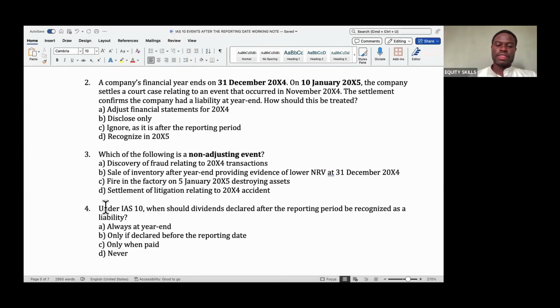Also, they said under IAS 10, when should a dividend declared after the reporting date be recognized as a liability? Always at the year end; only if declared before the reporting date; only when paid; never.